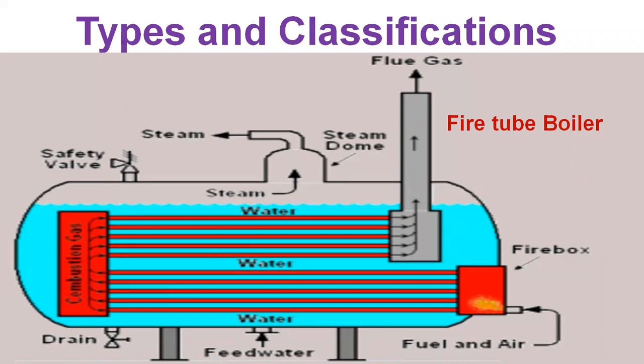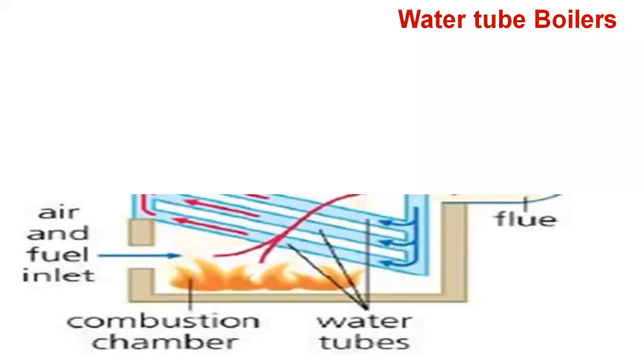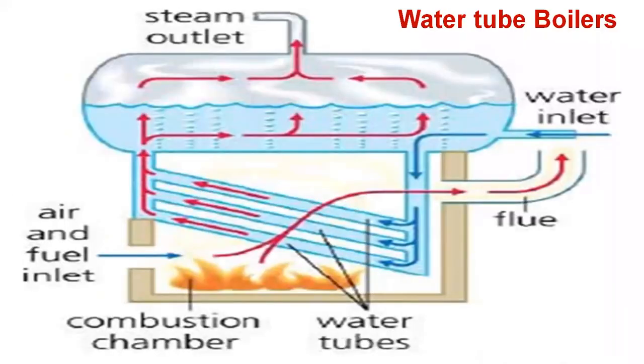Fire-tube boilers typically have a lower initial cost, are more fuel efficient and easier to operate, but they are limited generally to capacities of 25 tons per hour and pressures of 17.5 kg per square centimeter. Then we have water tube boilers, where the conditions are reversed, with the water passing through the tubes and the hot gases passing outside the tubes. These boilers can be of single or multiple drum type.